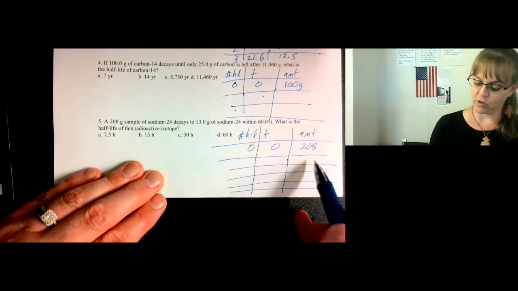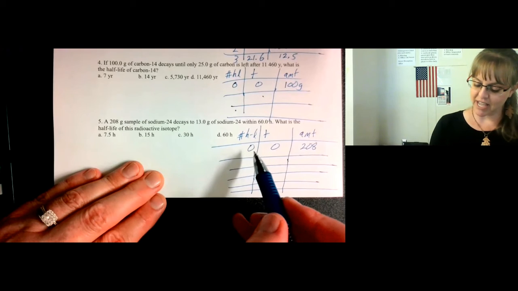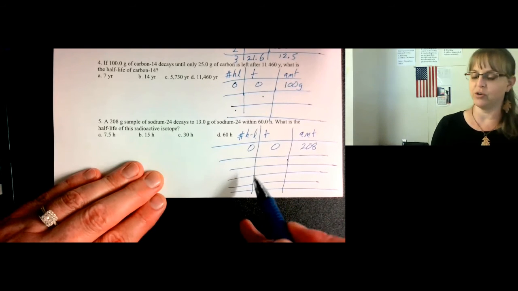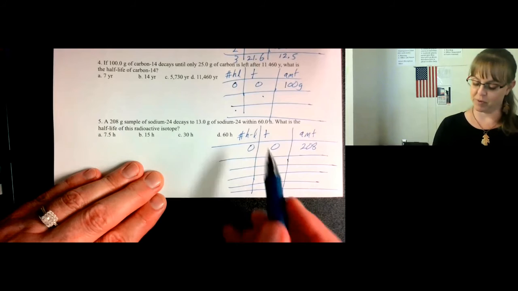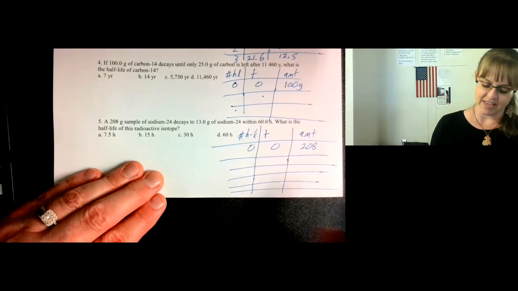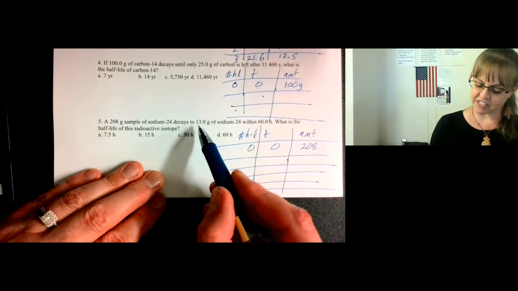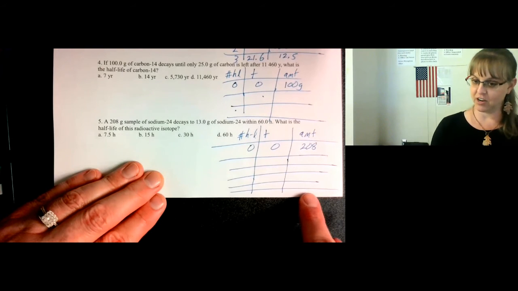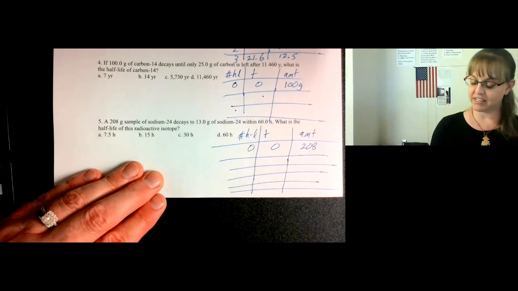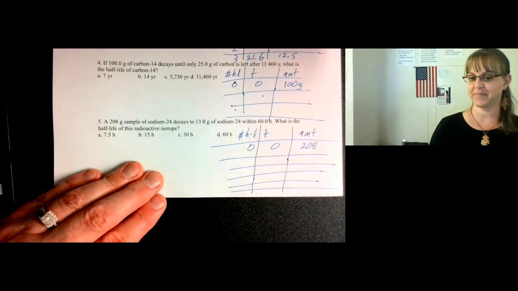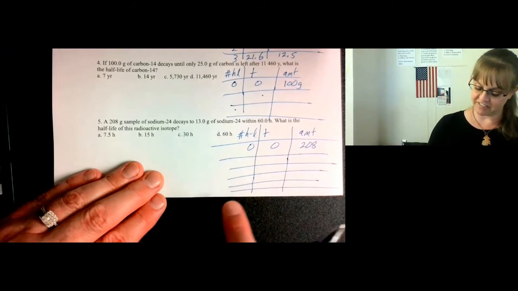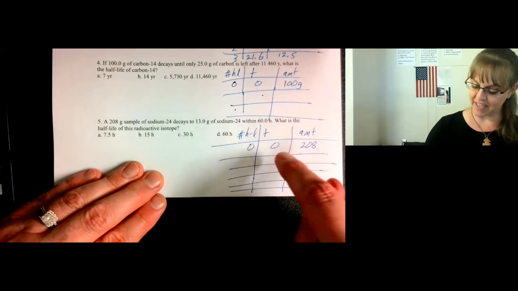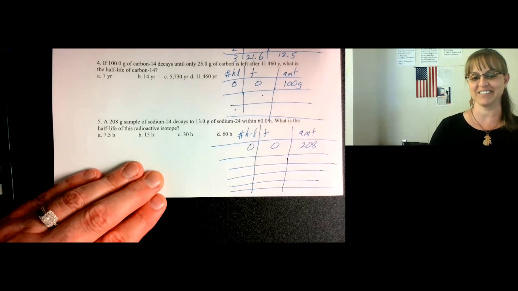All right, when you have that, count how many half-lives. 1, 2, keep counting until you figure out how many. Remember to start with 0. Now, it gets down to this 13 grams within 60 hours. So beside 13 grams, however many lines down that is, write 60 hours. Take 60 hours divided by your number of half-lives, and that will give you what 1 half-life is. And that will be your answer.